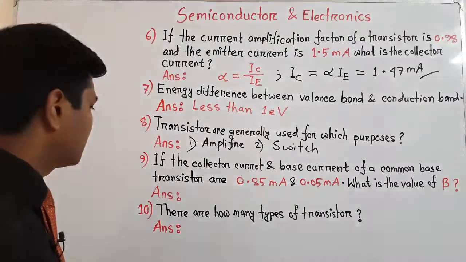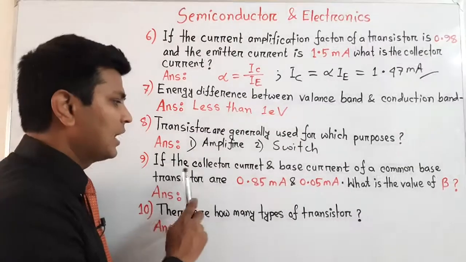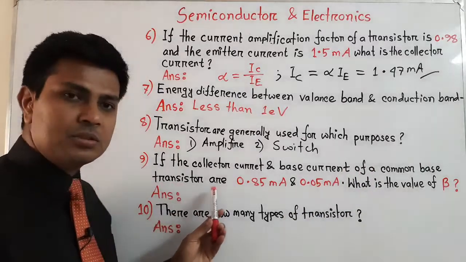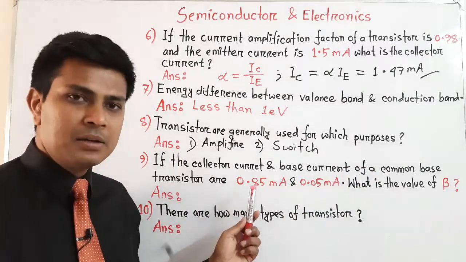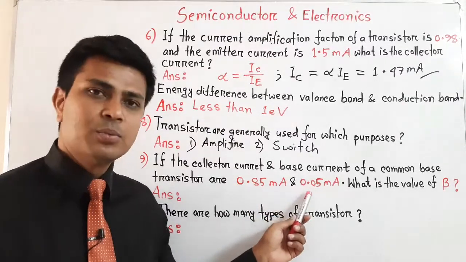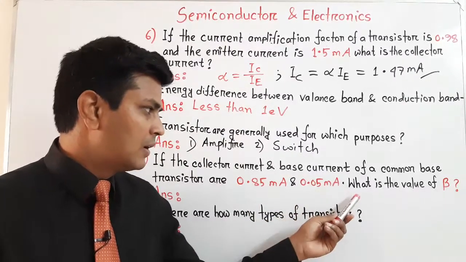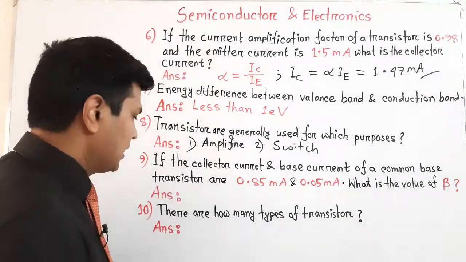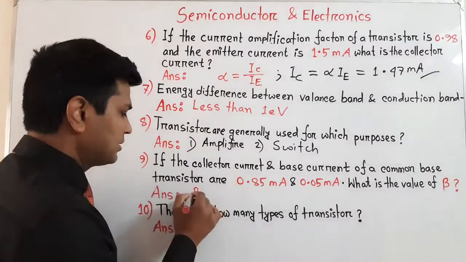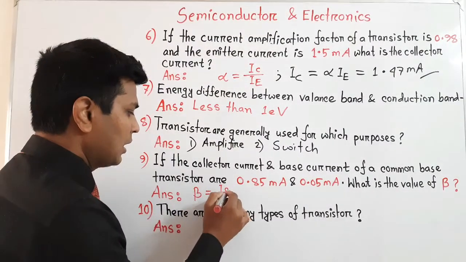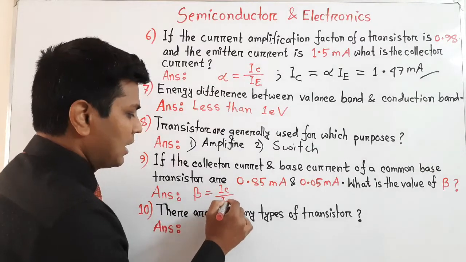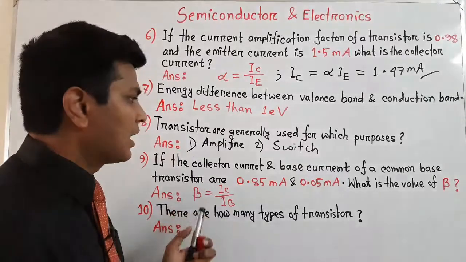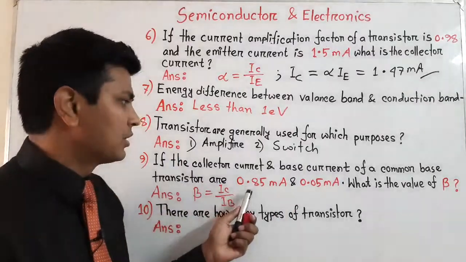Now let's see question number 9. The question is, if the collector current and the base current of a common base transistor are 0.85 milliampere and 0.05 milliampere, what is the value of beta? Beta is the current gain, and we know the formula of beta is beta equal to IC divided by IB. IC is the collector current and IB is the base current. Here collector current and base current both are given.